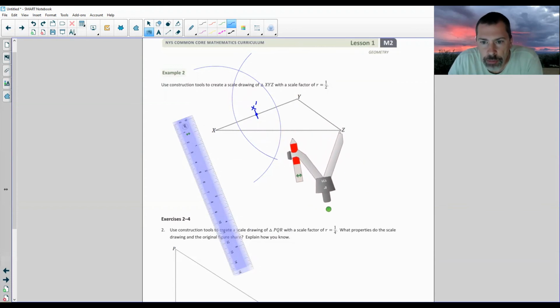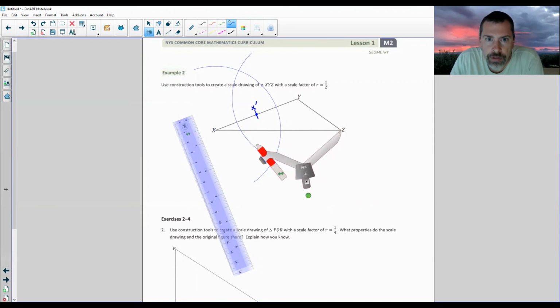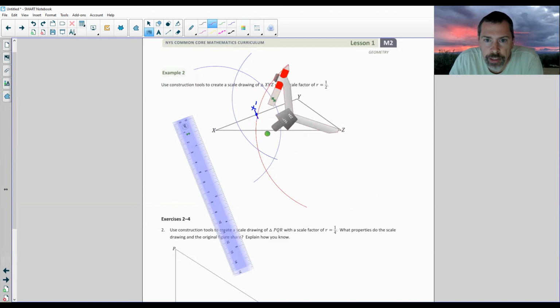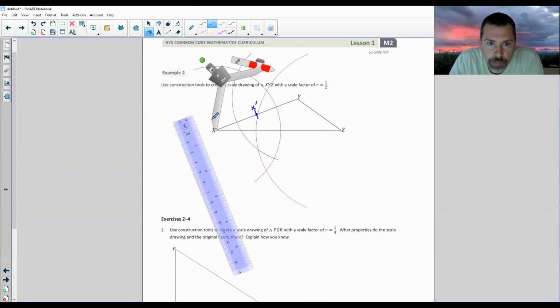So if I put my compass on Z, open it more than halfway, make an arc down here and up here, move this over to X, rotate it around, not quite on, and draw an arc like so.